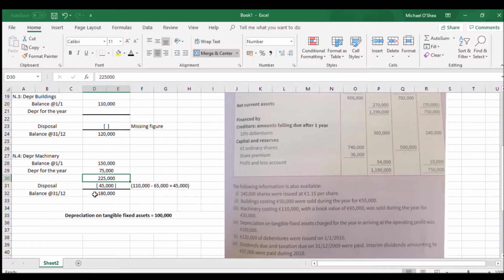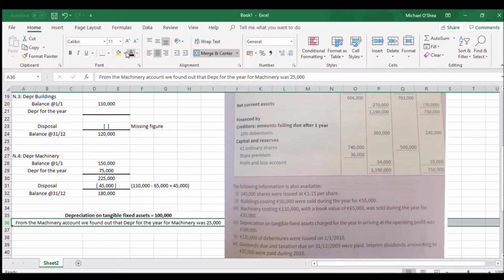So we didn't know the depreciation for the year, and we kind of didn't know the disposal. We knew the two balances at the start. I could work out the disposal to be 45,000. I simply worked my way back, got 225 here, and I know it went from 150 to 225, so the depreciation for the year had to be 75,000. Now, I'm told the depreciation for both tangible fixed assets amounts to 100,000. I now know that machinery was 75,000.